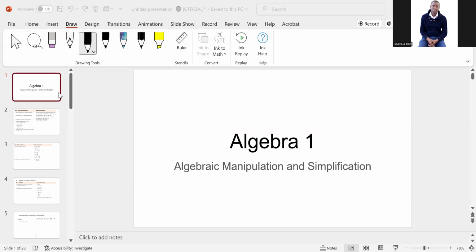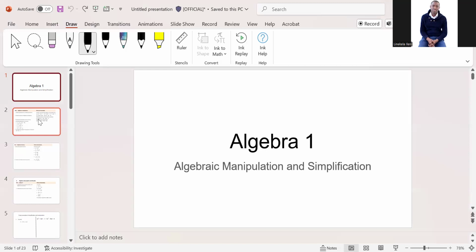Welcome. We're going to touch on 3 videos on algebra, just to touch base on some of the revision concepts. We will touch on Algebra 1, which usually appears on both paper 2 and paper 3. So we will be touching on algebraic manipulation and simplification.